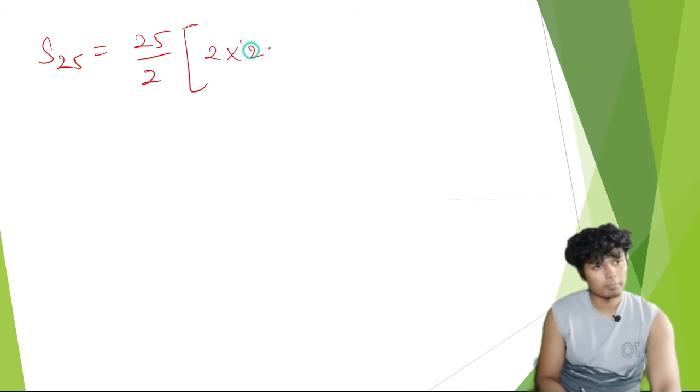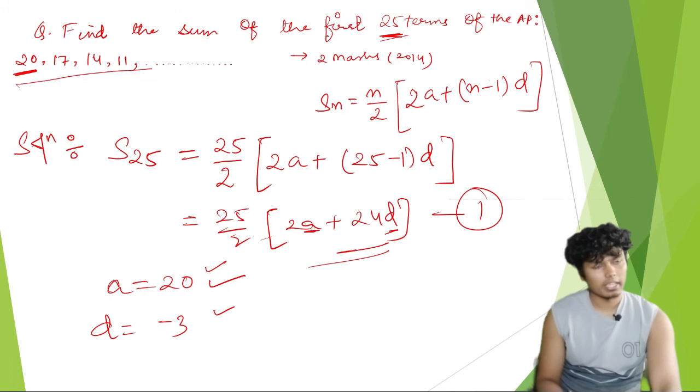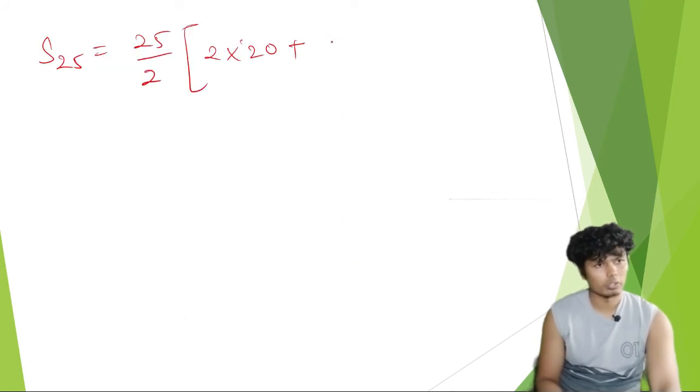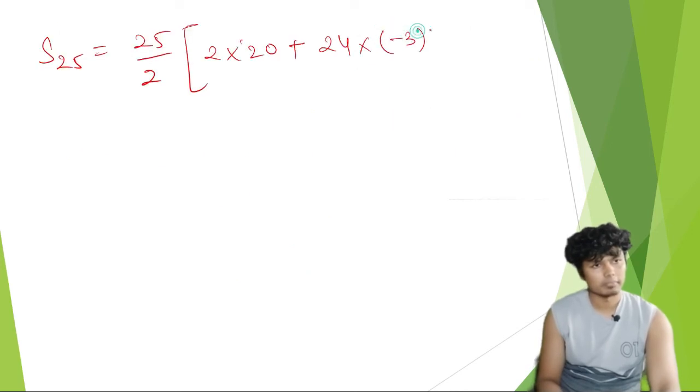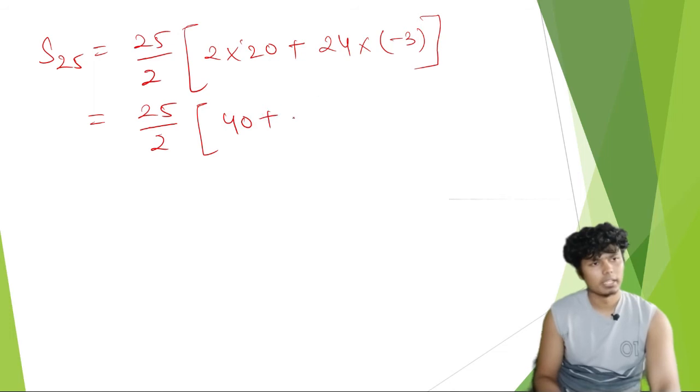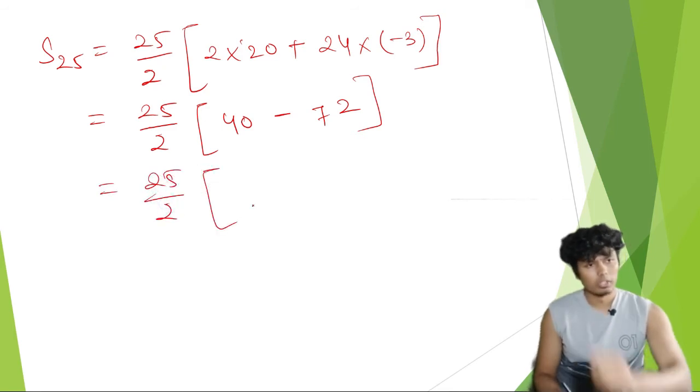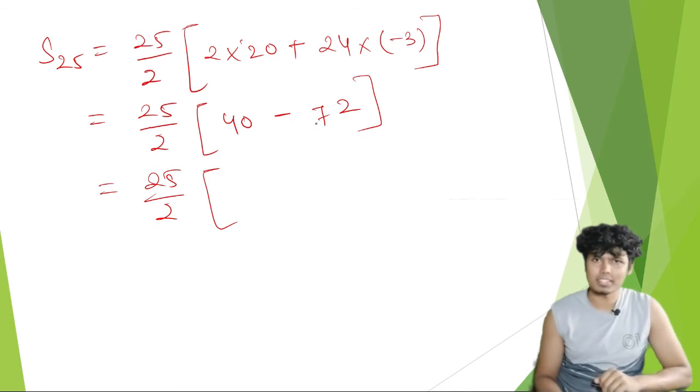22 into 20 plus n minus 1, that is 24d. So 24 into, what is d? Minus 3. Okay, so 25 divided by 2, 40 plus into minus 3. 4 threes are 12, 2 threes are 6, so 72. Okay, so 25 divided by 2, 40 minus 72. What will be the answer? 40 minus 72 is minus 32.